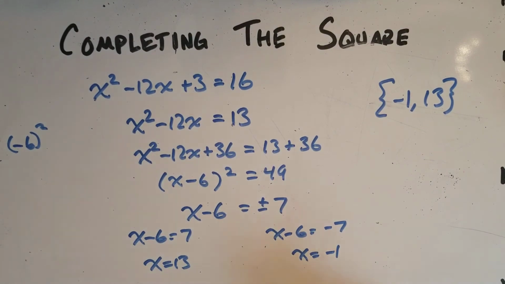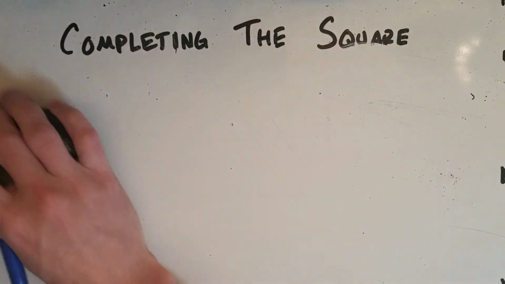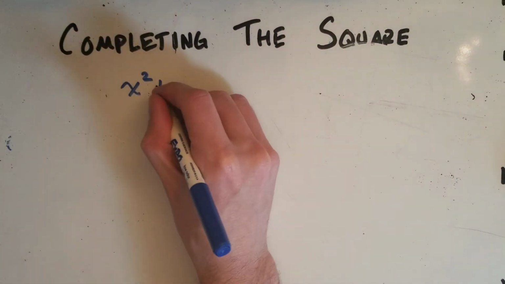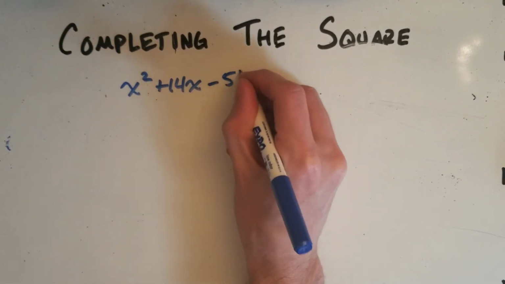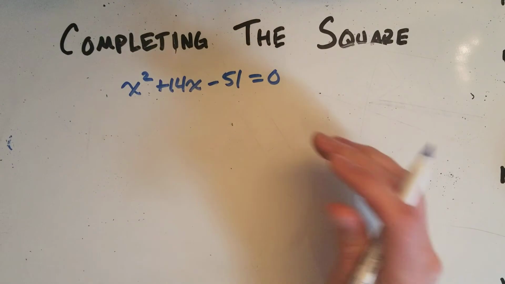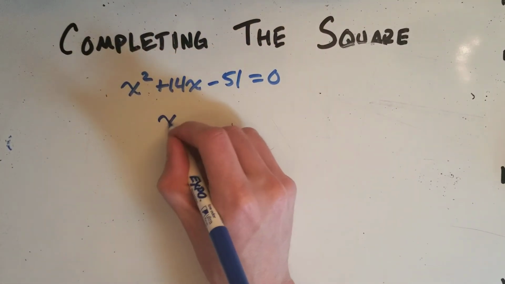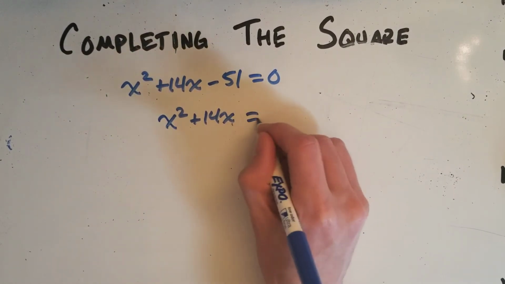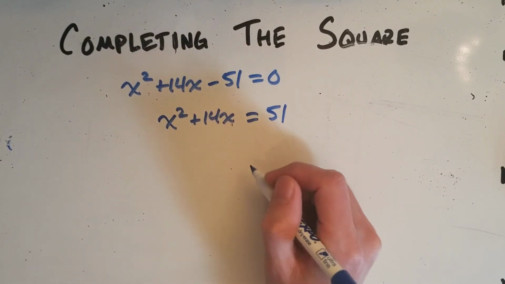Alright, on to our last one of the day before you can practice some of these on your own. We have x squared plus 14x minus 51 equals 0. So we're going to try to do this by completing the square. So first step, we want to isolate. Get your x squared plus bx on one side, move everything else to the other side. So it's equal to that constant of 51.